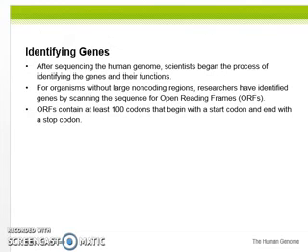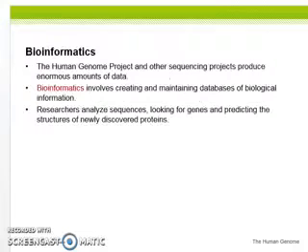After sequencing the human genome, scientists began the process of identifying the genes and their functions. For organisms without large non-coding regions, researchers have identified genes by scanning the sequence for open reading frames. These contain at least 100 codons that begin with a start codon and end with a stop codon.